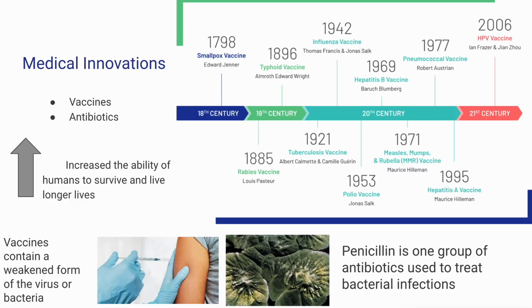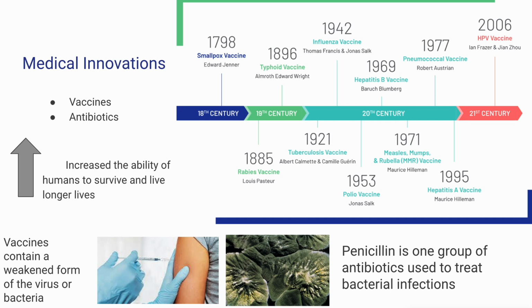Some medical innovations you should know include vaccines and antibiotics. The timeline shows that at the turn of the 18th century you have the invention of the smallpox vaccine. Almost 100 years later, you have the rabies vaccine and typhoid vaccine. About 20 years later, right after World War I, you have the tuberculosis vaccine. During World War II, you have the influenza vaccine. By 1953, the polio vaccine. Polio was an epidemic that often led to people having physical disabilities. You also have the hepatitis B vaccine in 1969. In 1971, you have the big one, the MMR, which is measles, mumps, and rubella vaccine.